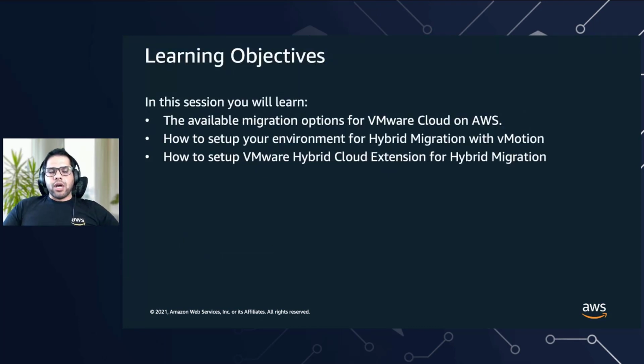There are three key learning objectives for this session. The first one is we're going to go through the available migration options for VMware Cloud on AWS. And then we're going to take a look at how you can set up your environment for hybrid migration with vMotion, followed by going through the setup for VMware Hybrid Cloud Extension, or HCX, for hybrid migration. I would like to mention here that on certain slides, I have placed QR codes that link to relevant documentation. You can scan those using your phone to view the documentation.